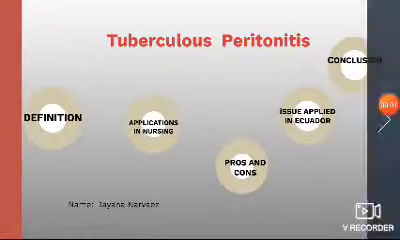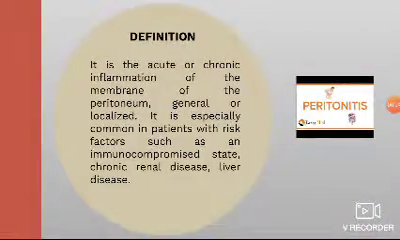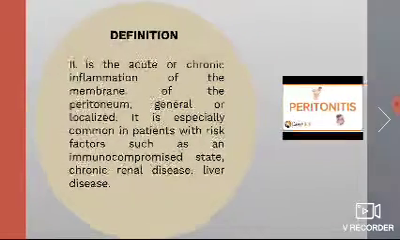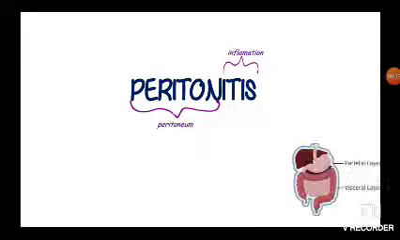Tuberculous peritonitis. Definition: it is the acute or chronic inflammation of the membrane of the peritoneum, general or localized. It is especially common in patients with risk factors such as immunocompromised state, chronic renal disease, liver disease. Peritonitis: itis means inflammation. So this is an inflammation of the peritoneum.